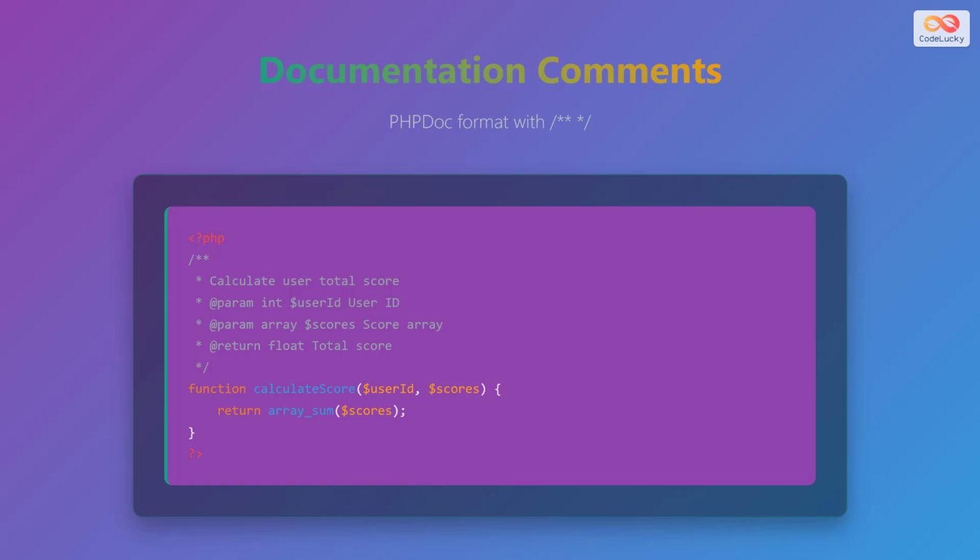For instance, /** calculate user total score * @param int $userID @param array $scoreArray * @return float total score */. The @param tag is used to document the parameters of a function, and the @return tag is used to document the return value of a function. These types of comments can be parsed by documentation generation tools to create API documentation.